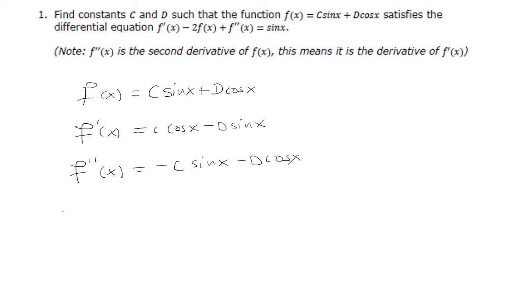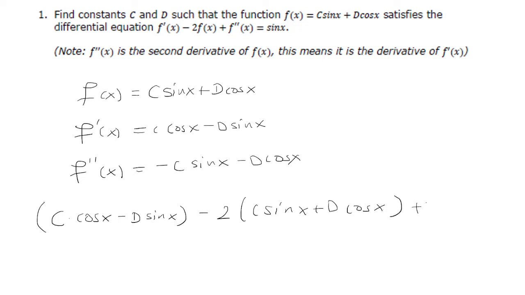So for f prime, it's c times cosine of x minus d sine of x. And that's going to be minus twice f of x. So that's c sine of x plus d cosine of x, plus f double prime. It's negative c sine of x minus d cosine of x. And then we're going to set that equal to sine of x.